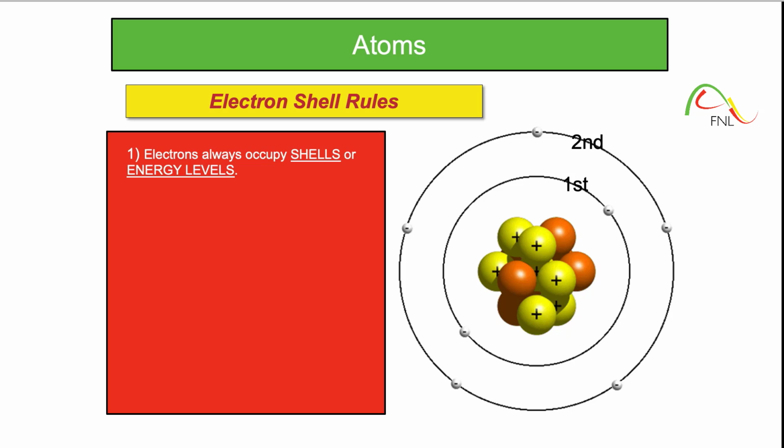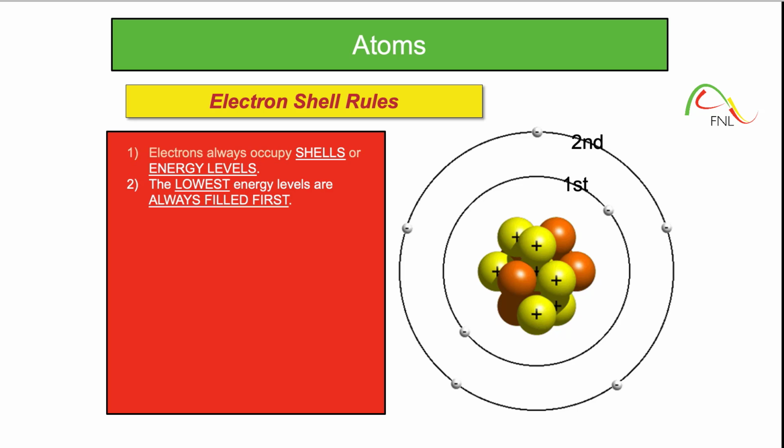Okay, let's look now at the electron shell rules. First of all, number one, electrons always occupy shells or energy levels. You can see them here. There's the first one, there's the second one, there might be a third one, and so on. The lowest energy levels are always filled first. So in this diagram here, the first two electrons go in the first orbit, then any remaining electrons go in the second orbit until that's full, and so on.